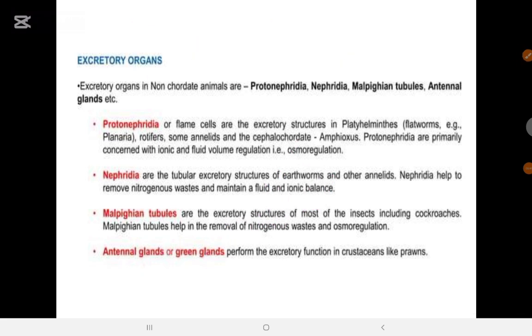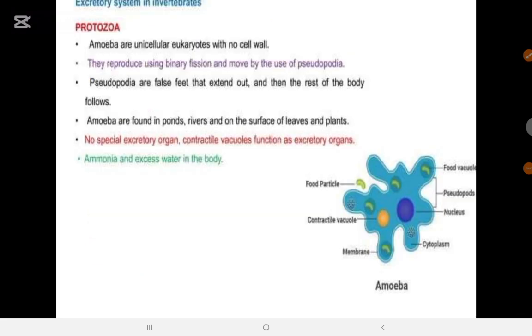Now, amoeba, for example, gets rid of wastes in a certain way. Let's discuss amoeba first. So, excretory system in invertebrates: we're going to be beginning with the protozoans.